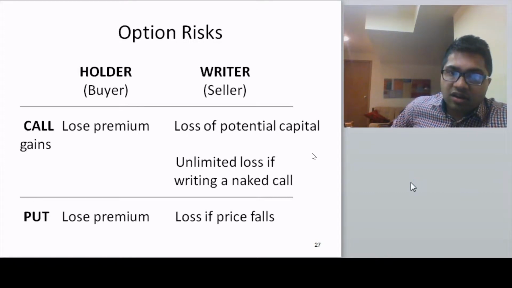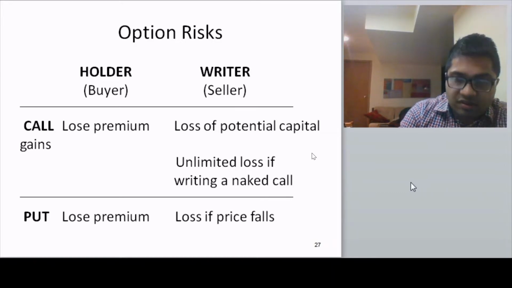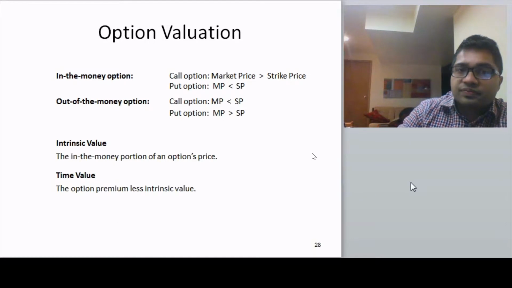Option risk: a call option buyer can only lose the premium. The option writer has a loss of big capital, so unlimited loss if writing a naked call. We'll discuss what a naked call is and what a covered call is. A put option buyer loses the premium, but a put option writer can make a large loss if the price falls heavily. So writers have more losses, alright? Buyers just have the premium that they lose.